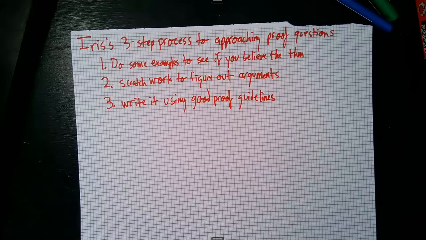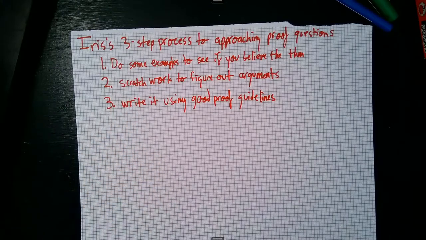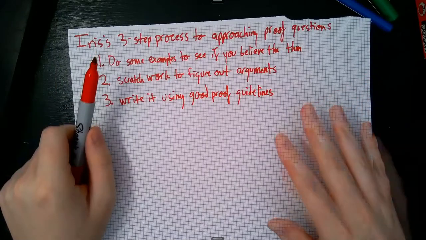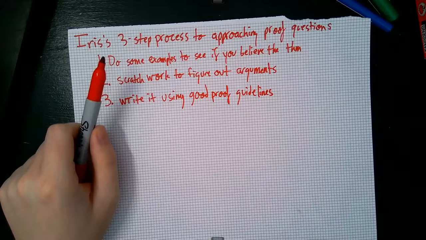Once you get that, then number two, what I want you to do is try to figure out your arguments ahead of time using scratch work. So sort of give yourself a low stress, low stakes environment where you're not worried about making it look good yet. I gave all those guidelines in the last video about what makes a good proof, but I don't expect you to be able to write out what I consider to be a good proof right away.